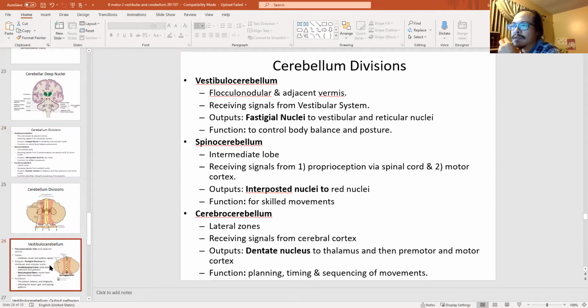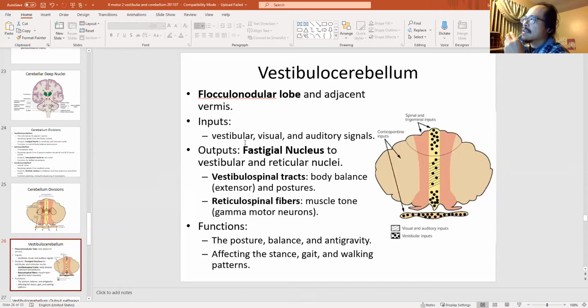Now let's look into each one of these. Now this is the vestibulospinal tracts, vestibular cerebellum. So you can see that this is the region. You can see that input, including the visual, auditory. So a lot of these cranial nerves end there, not directly, but transmit their signal down here to the cerebellum, and that's important to keep body balance. And we also have inputs from the vestibular signal.